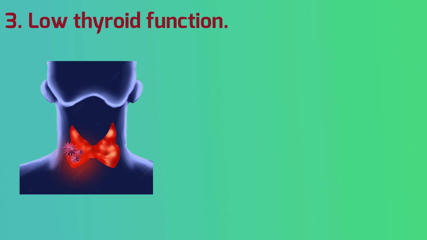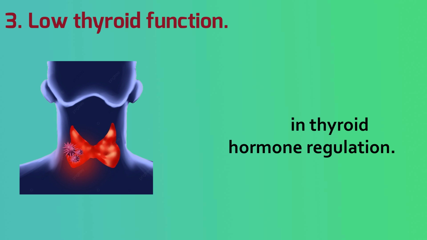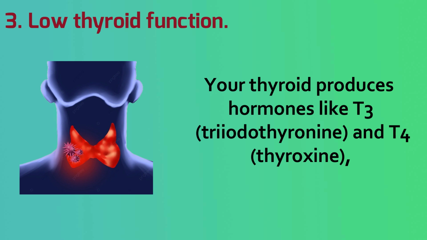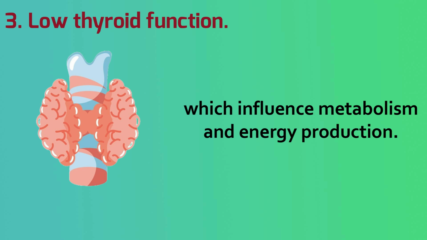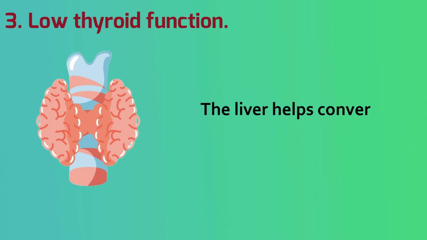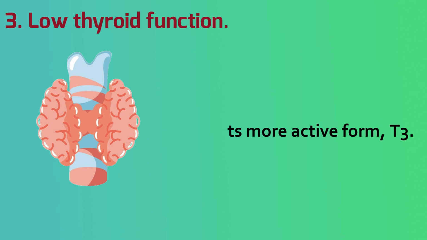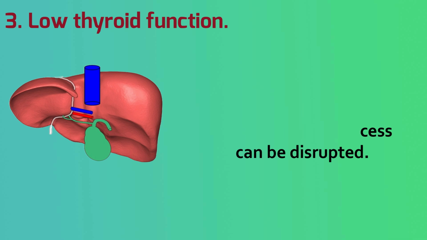Number 3. Low thyroid function. The liver plays a crucial role in thyroid hormone regulation. Your thyroid produces hormones like T3, triiodothyronine, and T4, thyroxine, which influence metabolism and energy production. The liver helps convert T4 into its more active form, T3. When the liver is burdened with excess fat, this conversion process can be disrupted.